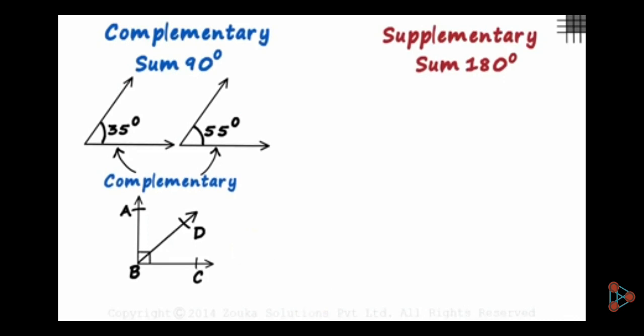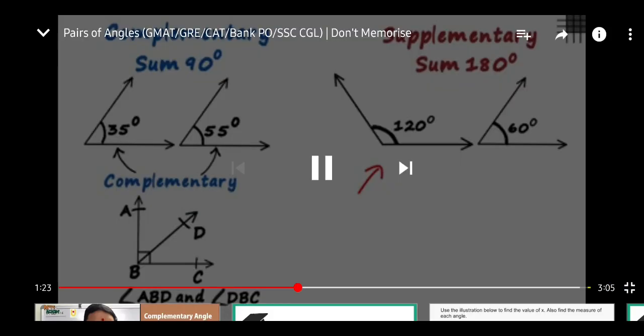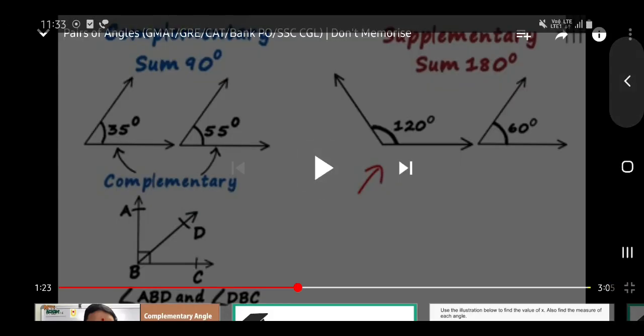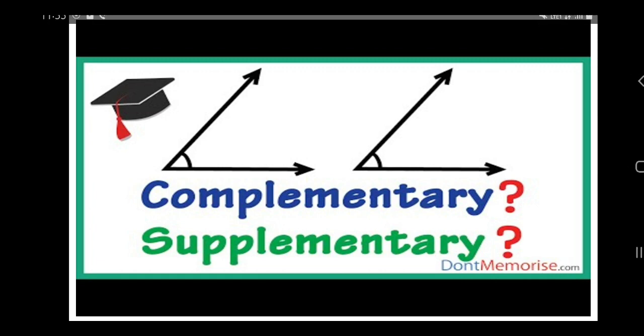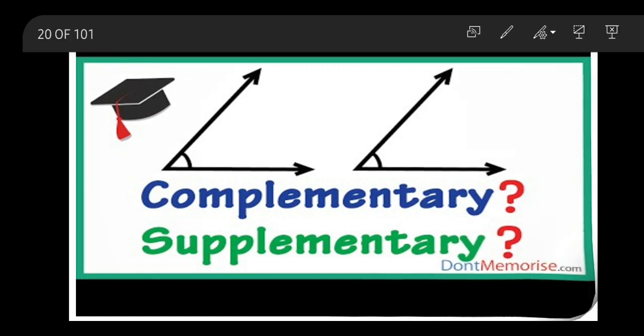Here, we are given that angle ABC is a right angle, which means it measures 90 degrees. It means the sum of these two angles will surely be 90 degrees. So angle ABD and angle DBC will be complementary angles. Remember, if the sum is 90 degrees, then angles are complementary. Here's another. So that was a video about complementary angle. In the next session, we are going to see what is supplementary angle.